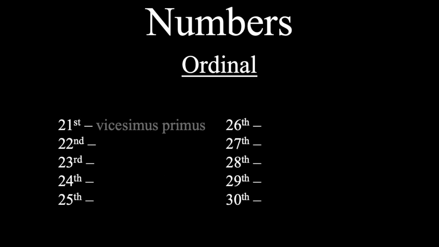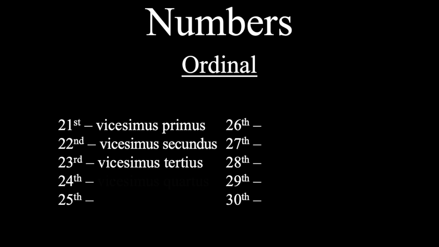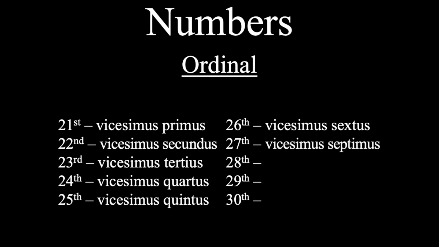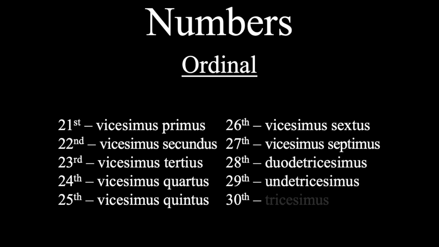Alright, in the 20s, we'll have vicesimus primus, vicesimus secundus, vicesimus tertius, vicesimus quartus, vicesimus quintus, vicesimus sextus, vicesimus septimus, again a change, duodetricesimus, undetricesimus, and tricesimus. So hopefully by now you can definitely see the pattern.